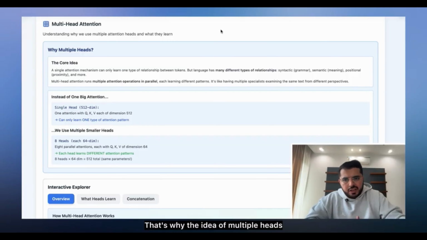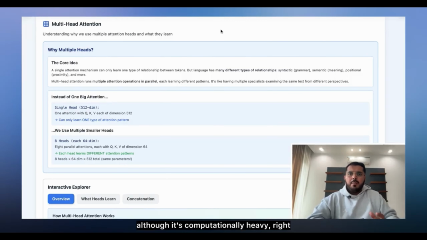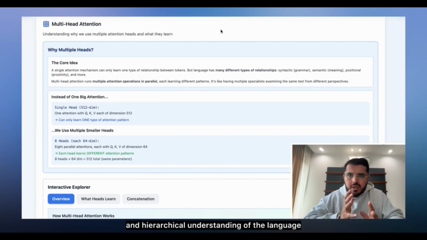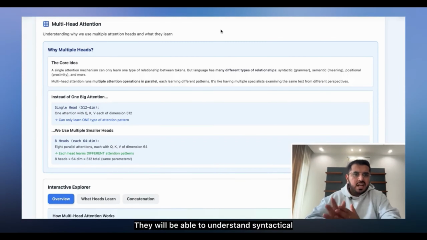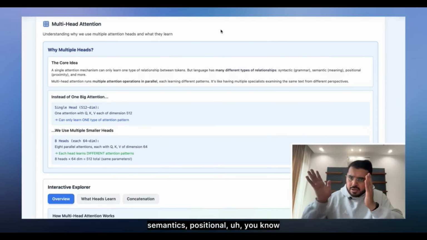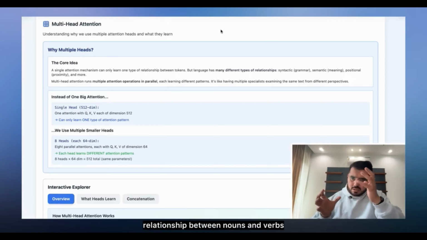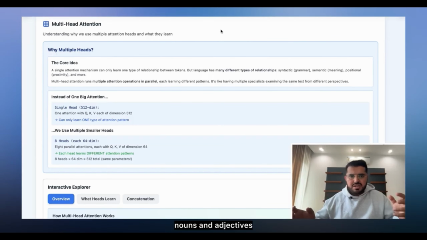That's why the idea of multiple heads, because we are greedy, we want to capture more and more information. Theoretically and mathematically it makes sense to have more and more heads, although it's computationally heavy, right? But more and more heads will have the capability to learn deeper and hierarchical understanding of the language. They will be able to model the language better. They will be able to understand syntactical, semantics, positional, relationship between nouns and verbs and adjectives, and everything, right? And then club them together.